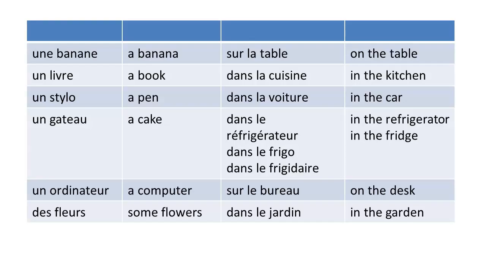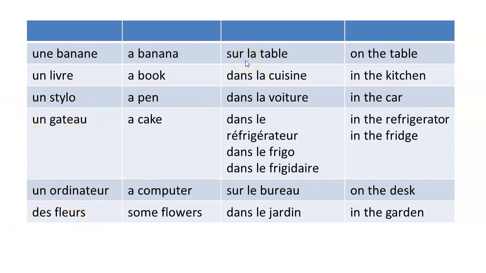Okay, so now that you know that il y a means there is or there are, your ability to use it is only limited by your vocabulary. So let's take a look at this chart and just generate a few ideas randomly. So we have some nouns, une banane, un livre, un stylo, un gâteau, un ordinateur, des fleurs.